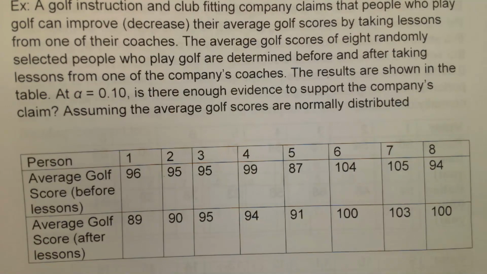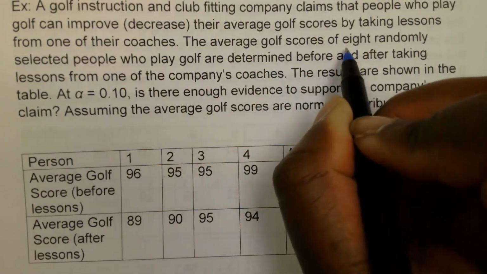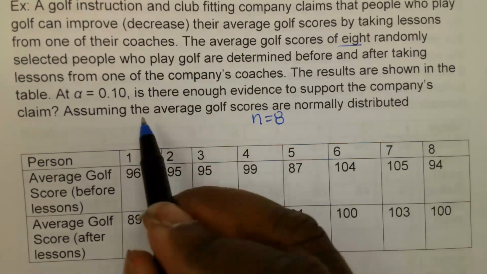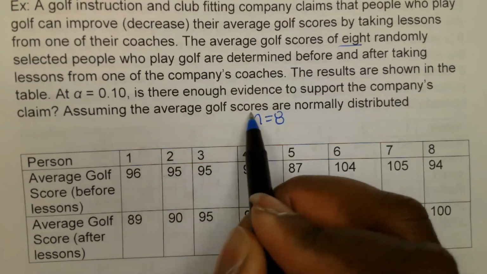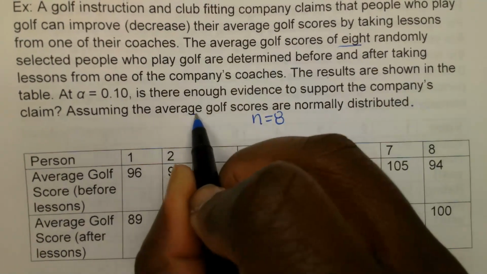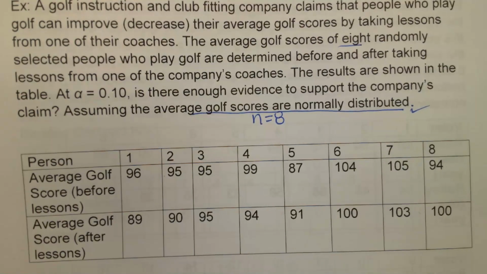So I'm looking and I see that they do have n equals 8, and this tells us that the golf scores are normally distributed. So we are good. We could do the problem. n equals 8 is not enough, but our golf scores are normally distributed, so we're good.